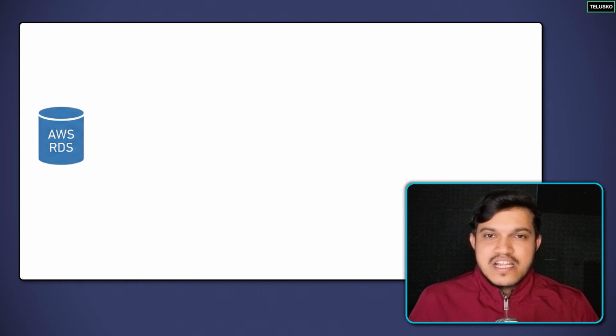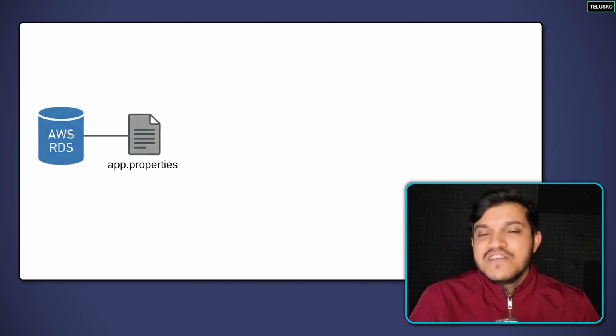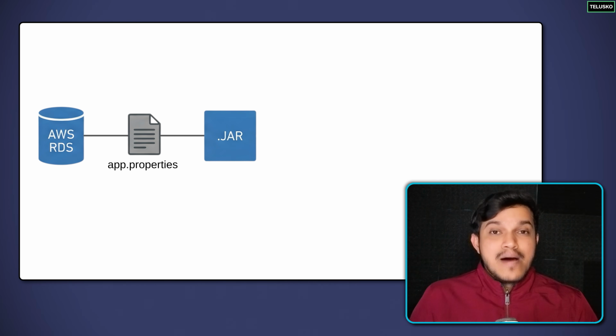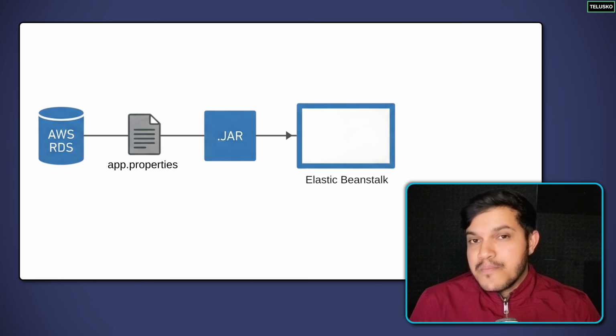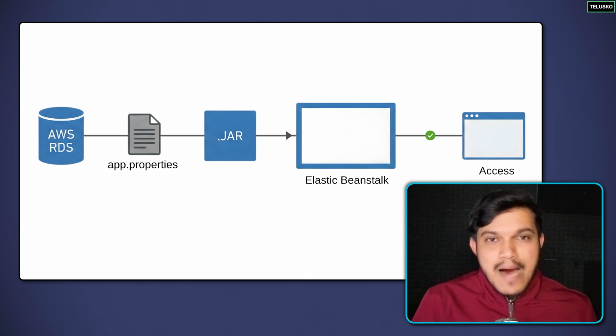Fine. Till this point, we were able to deploy our application on AWS using Elastic Beanstalk. What we have done is we created the database using RDS. That URL we updated in our application.properties, the configuration file, and then we generated the jar file and uploaded it using Elastic Beanstalk. We could deploy it, and we are able to access the application, right?